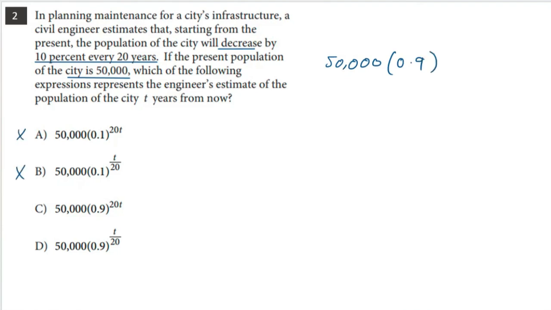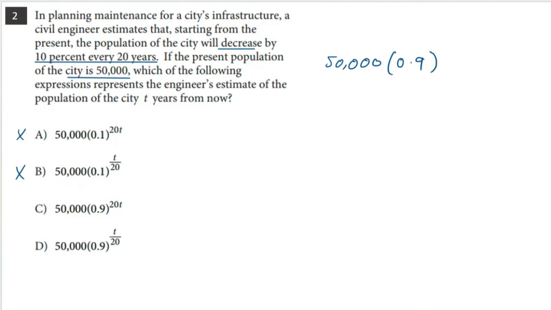So let's eliminate the incorrect options. Why are these incorrect? Because it's just a 10%. I need a 10% loss. So one of C and D is correct. But there is a little problem. The powers you can see are different. There's a 20t in C and t divided by 20 in D. So how do you identify which is the correct one?